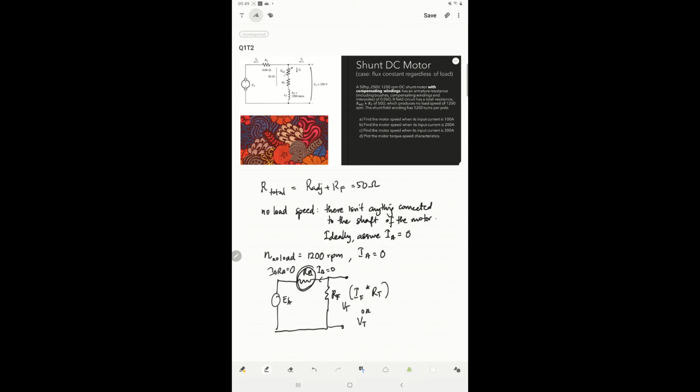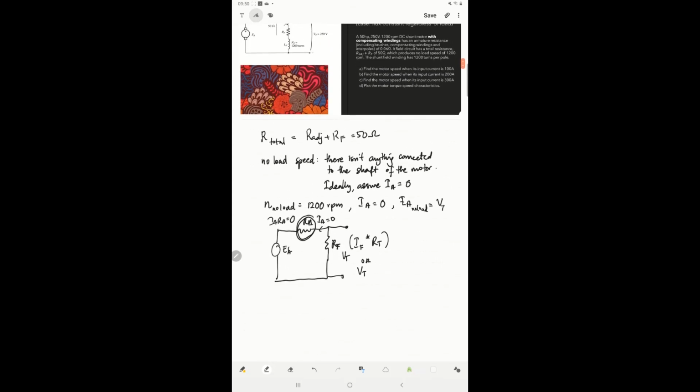Okay, so at this point, when the no load speed is 1200 rpm, we know that IA is 0, and also EA at no load is equal to VT. Okay, so this is the information that we know from the question itself.